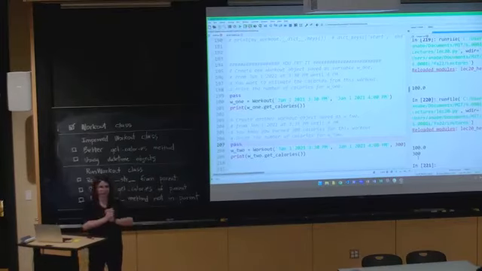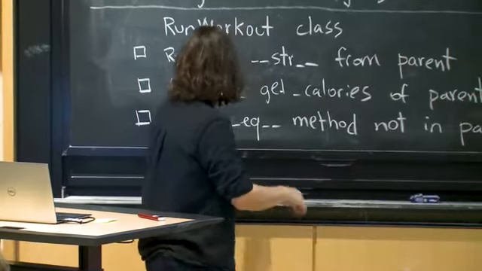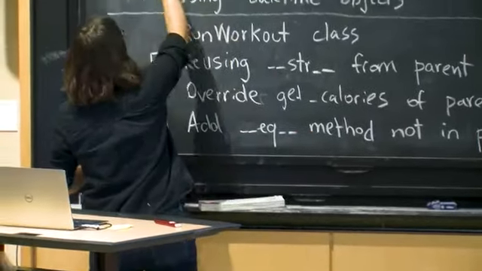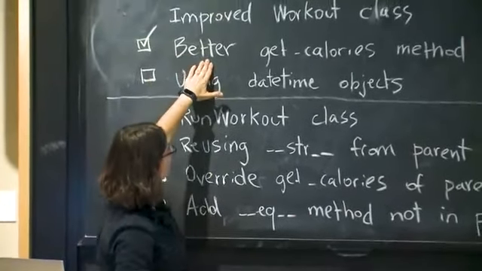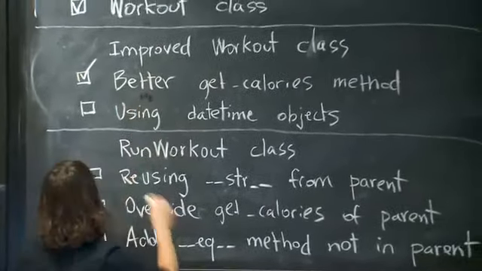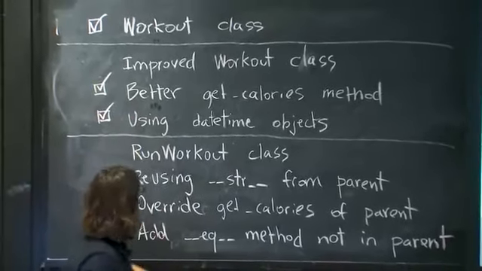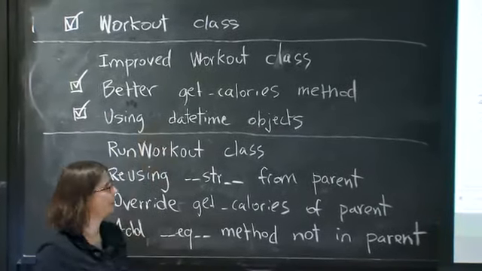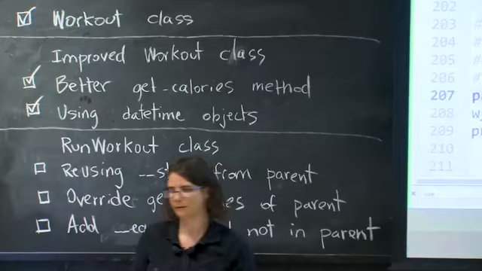All right, everyone okay with this? We all sort of understand the get calories method? Perfect. So we've finished our improved method here. We saw this better get calories method, a very neat method that allows estimation. And we saw a little bit about using these datetime objects.